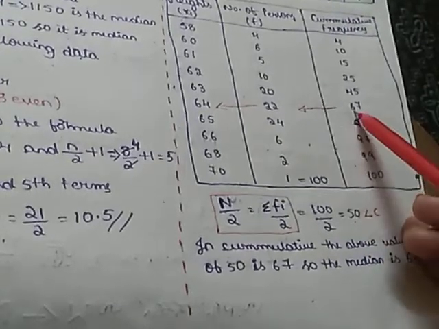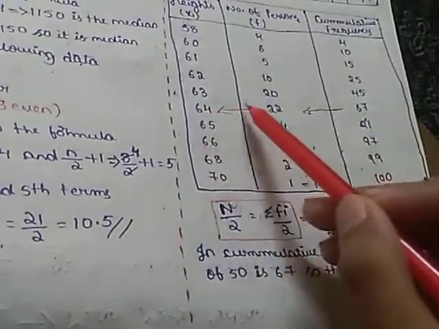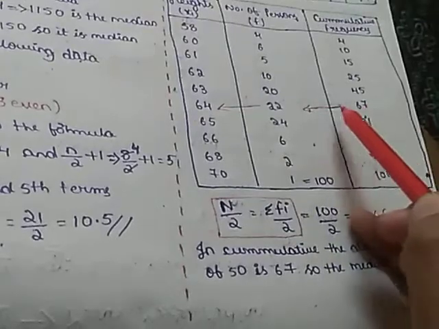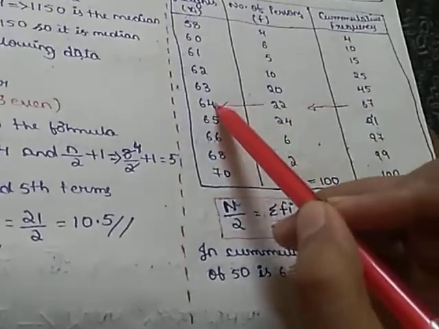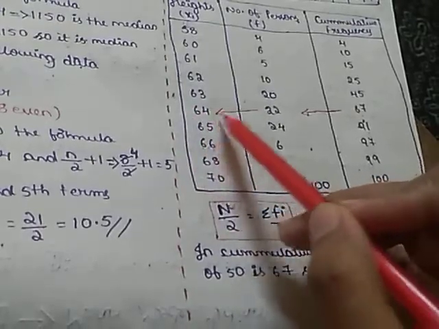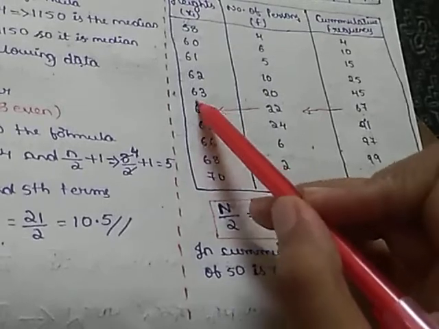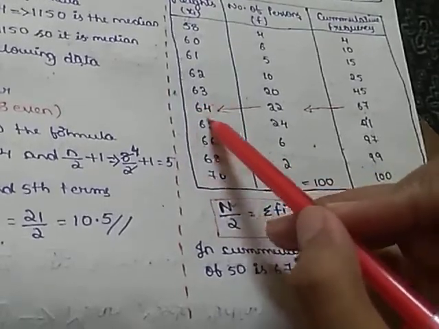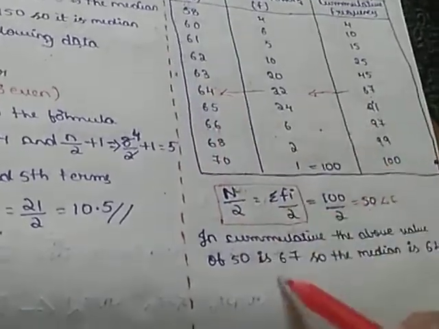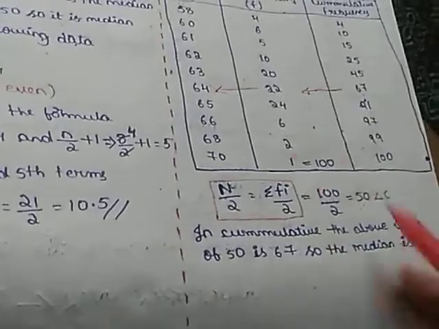So this row will be the median class. So this 64, this x value in the row, will be the median. In the cumulative frequency, the number above 50 is 67. So the median is 64. I think you understand what the discrete series is and how to do it.